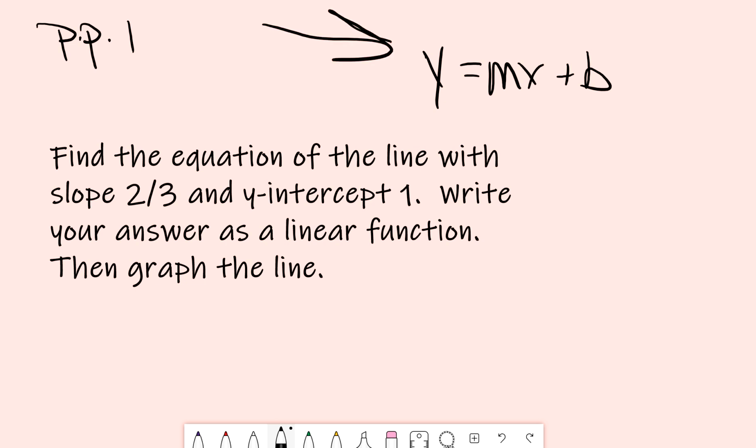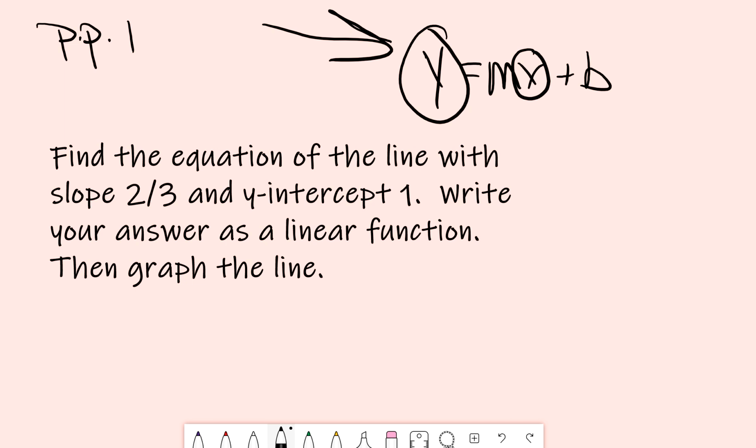Well, this is a linear function. You can tell it's a linear function because both our variables, y and x, are raised to the first power. So that tells you it's going to be a straight line graph. Put that in your memory bank. That's important to remember.